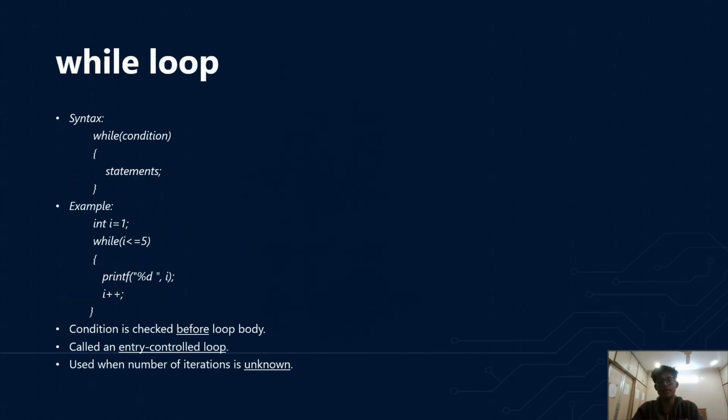The while loop is used when we don't know beforehand how many times the loop needs to run. It keeps running as long as the condition remains true. The syntax is as shown along with an example. Here, the condition is checked before each iteration. If the condition becomes false at any point, the loop immediately stops. So, the while loop is often called an entry control loop, since the condition is checked before entering the loop body.